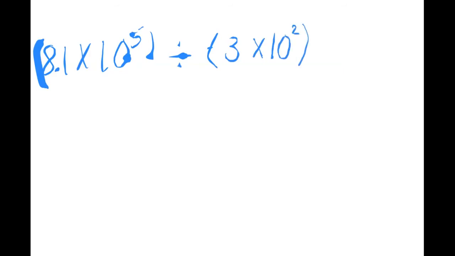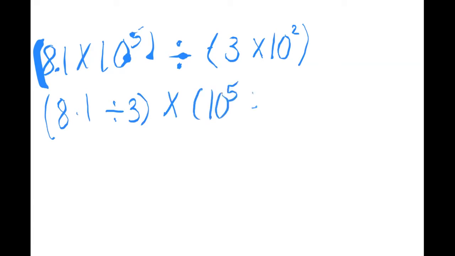What we can do here, in division we have an easier way. We can divide the numbers together, so we can make 8.1 divided by 3, multiplied by 10 power of 5 divided by 10 power of 2. Is it acceptable? Yes, it's acceptable. So I can take these numbers together and divide, then multiply for the standard form and make 10 power of 5 divided by 10 power of 2.